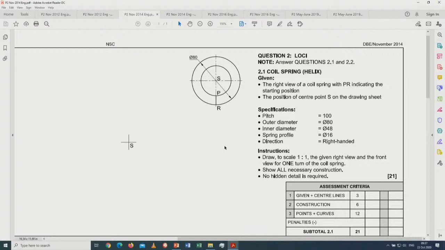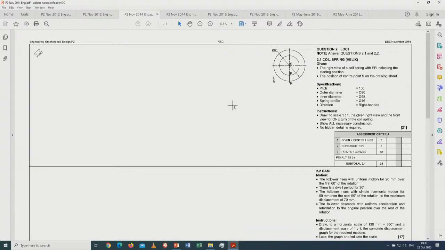This is also, again, standing horizontal. S is over there, so therefore S is over here. It's pointing out to you the given right view of a coil spring. So the front view, if this is the right view, the front view will be placed over here, and the right, seen from the right, will be placed on the right-hand side over here. Okay, so redraw the given and center lines. That was 3 marks out of 21. That is just basically a percent if you see it that way. All right, so that was given, and then you have to do the construction, the rest of the construction over here.